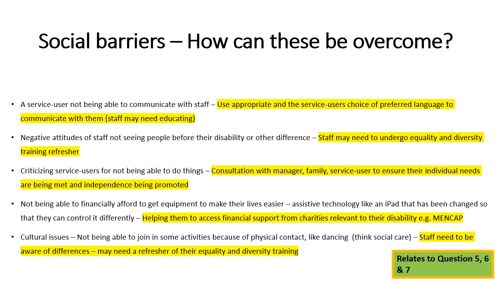So you will see on this slide, which still relates to question 5, question 6 and question 7, how can we overcome some of the social barriers that we talked about on the last slide? So a service user not being able to communicate with staff. So use appropriate and the service user's choice of preferred language to communicate with them. And staff may need educating in this to be able to communicate.